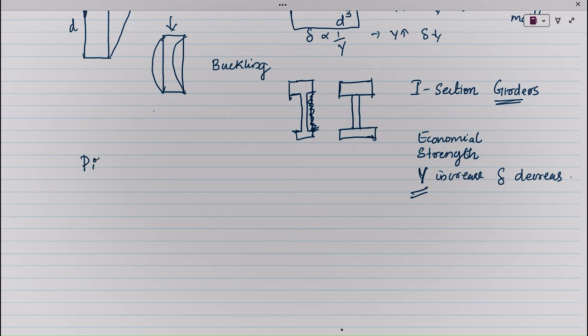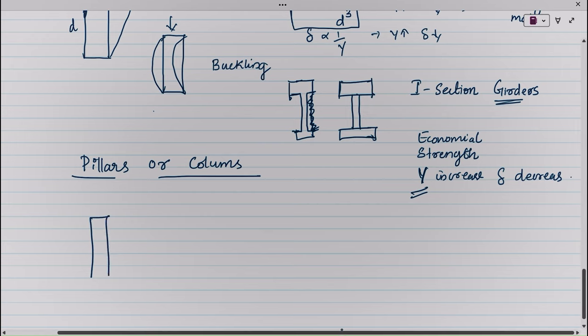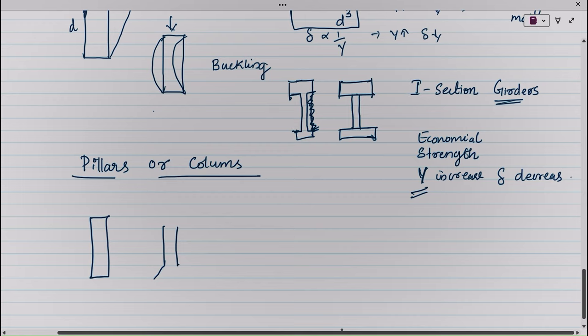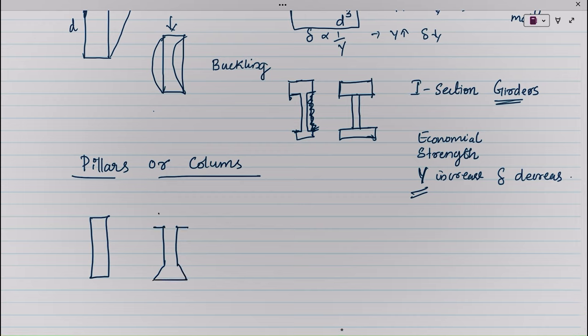We also have the pillars or the columns. This is the pillar, and we construct the pillar not like this, but with the top side like this. Okay, that is distributed ends. The use of pillars or columns is also very common in buildings and bridges.